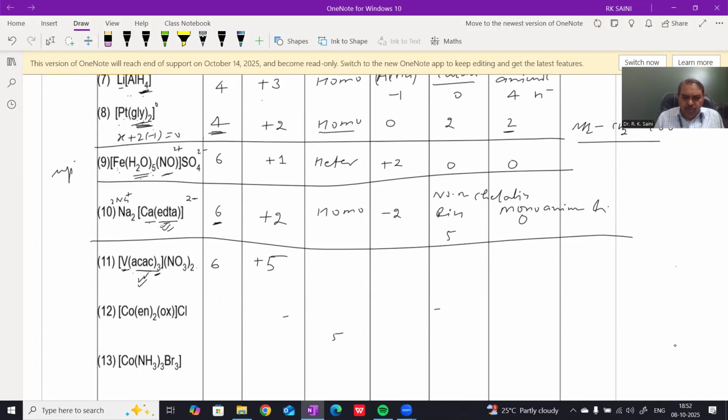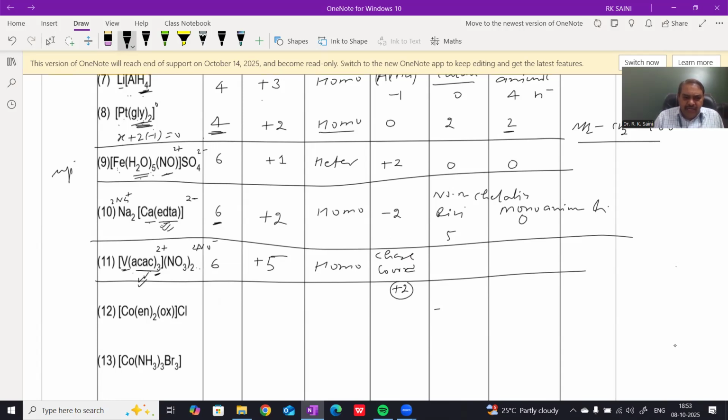It is also a homoleptic complex because all ligands are of one type only. Charge on the coordination sphere: after removal of the 2 nitrate ions, each carrying -1 charge, the coordination sphere carries +2 charge.